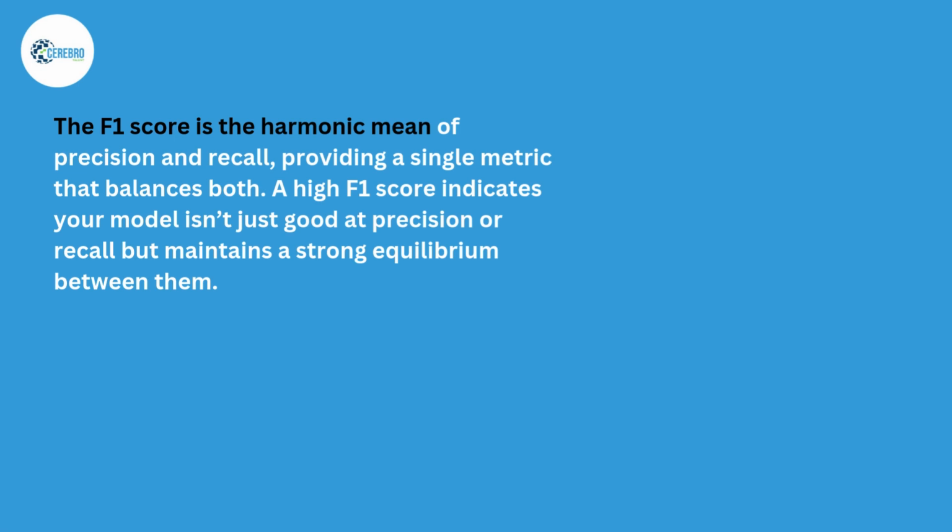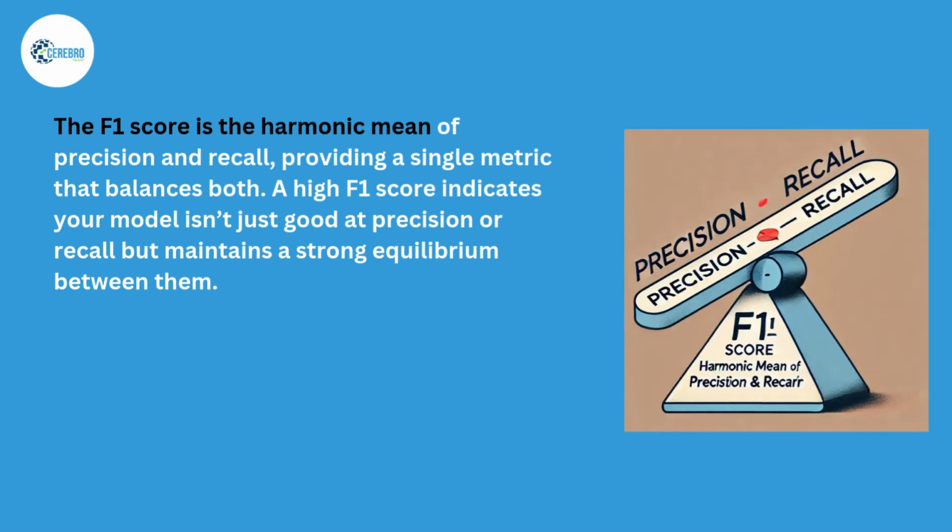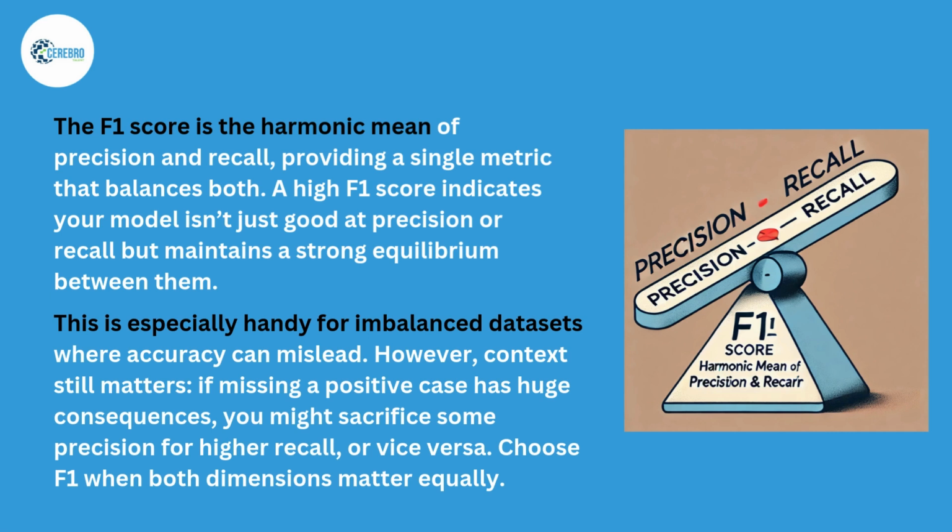The F1 score is the harmonic mean of precision and recall, providing a single metric that balances both. A high F1 score indicates your model isn't just good at precision or recall, but maintains a strong equilibrium between them. This is especially handy for imbalanced data sets where accuracy can mislead. However, context still matters. If missing a positive case has huge consequences, you might sacrifice some precision for higher recall or vice versa. Choose F1 when both dimensions matter equally.